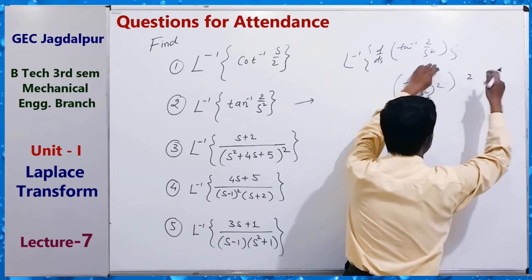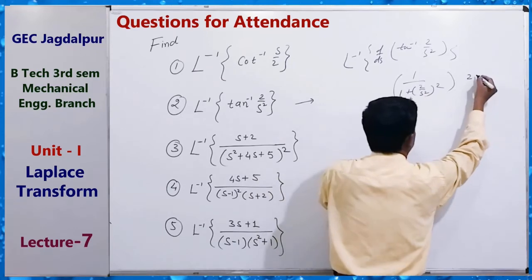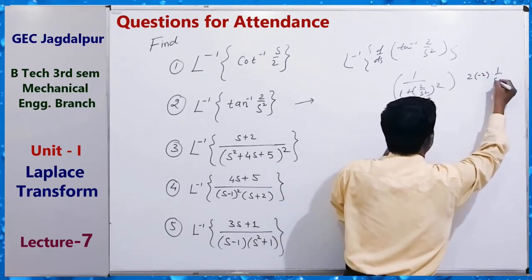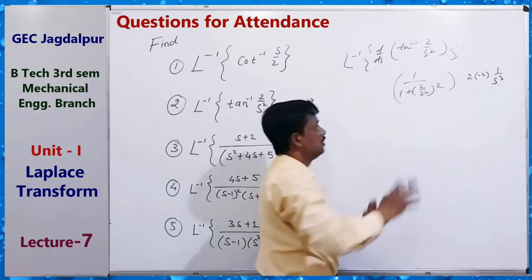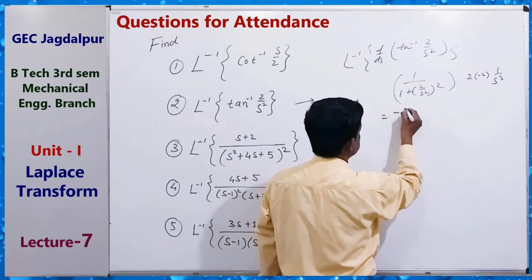h to the power minus 2 gives minus 2, h to the power minus 3, that is 1 by 3. This will be the derivative. So it can be solved like this. What? Minus 4.